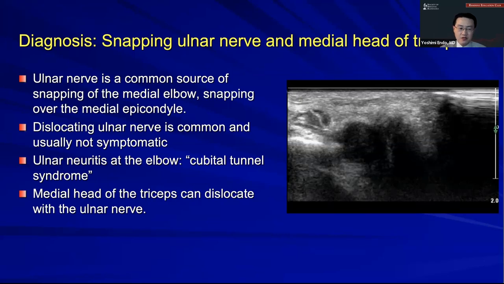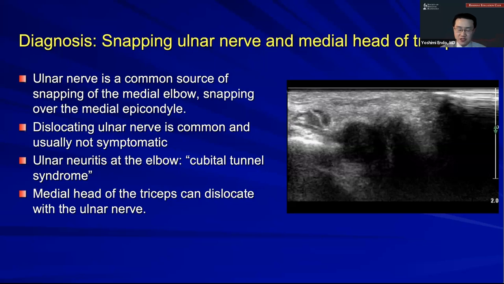The important thing to know is that the surgeons would send us these patients just to confirm that the patient has a snapping of the nerve. But when you confirm that, you also want to make sure that there's nothing else snapping, for example, the medial head of the triceps. We've had cases where the surgeon assumed that it was the ulnar nerve that was snapping.